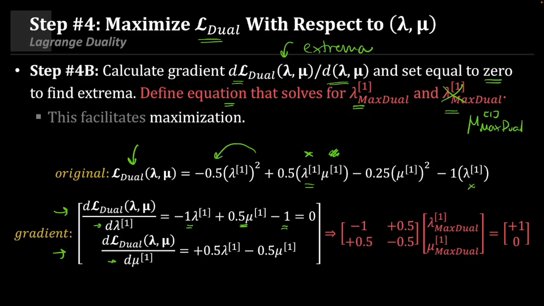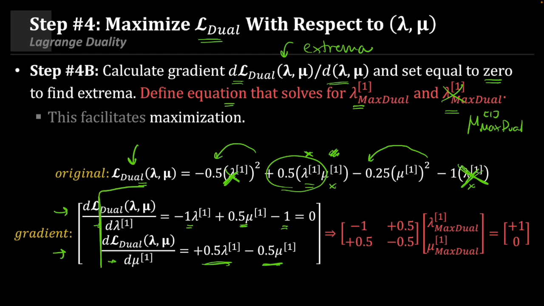Then we differentiate the same thing with respect to mu. This term doesn't have any effect. This term will go away right here, leaving us with 0.5 lambda 1. This 2, when we differentiate, will come out as a coefficient in front of the 0.25. And so we end up with negative 0.5 mu1. And then this doesn't have any effect on the second part of the gradient.